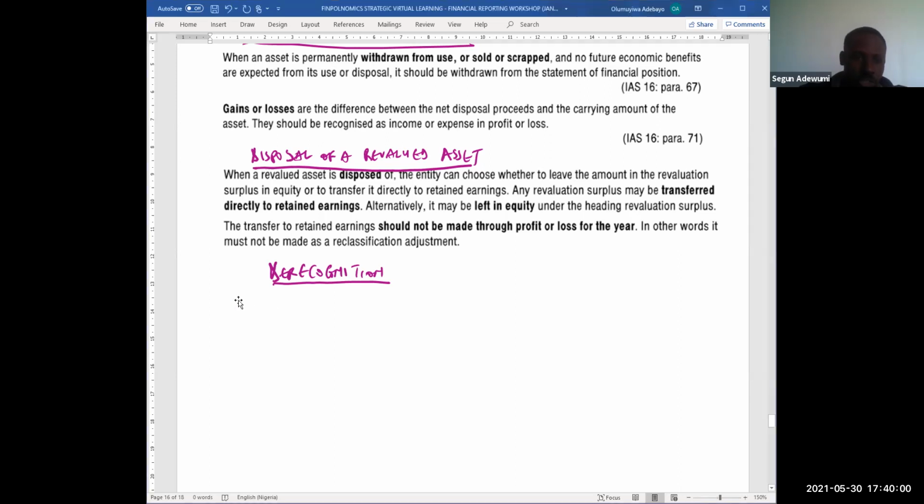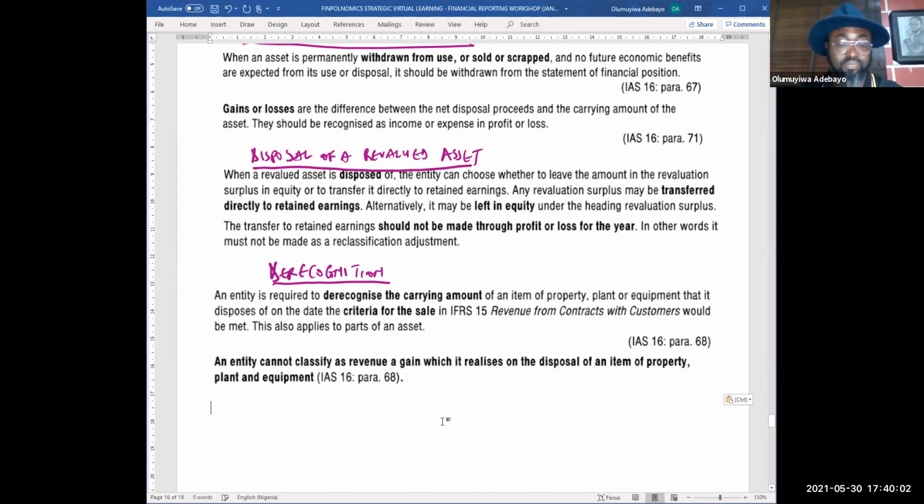Please, can I ask a question, sir? Yes. Because you said something now, when you said we are advised to always reclassify to retained earnings any revaluation surplus on the disposed assets. But there's this, when the asset has been disposed of. Yeah, when the asset has been disposed of.